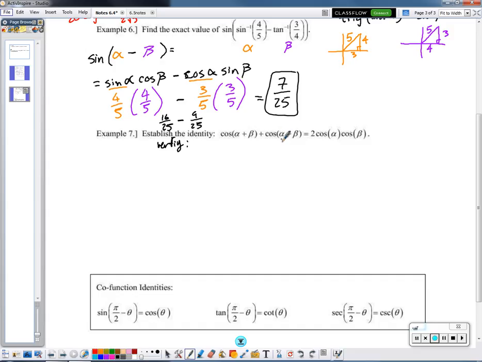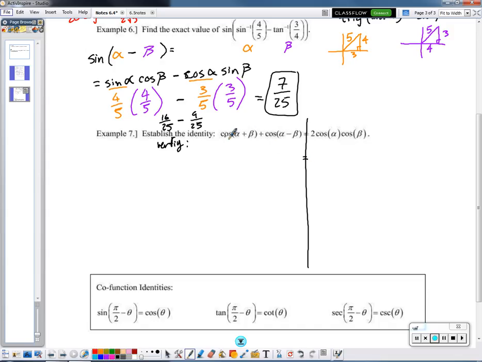When I'm verifying an identity, I probably want to pick the more complicated side and go from there. So when I'm establishing identity, here I've got more sums and differences on the left. Maybe I'd go ahead and try to simplify that. I just learned the sum and difference formulas for cosine, so maybe by starting on that side I'll see something hatch itself out. Remember, cosine of alpha plus beta, we'll start way over here.